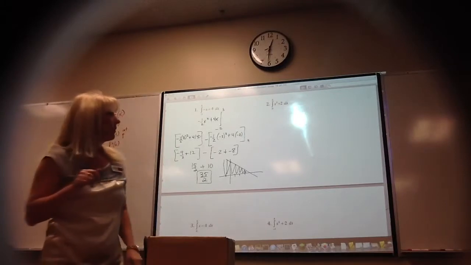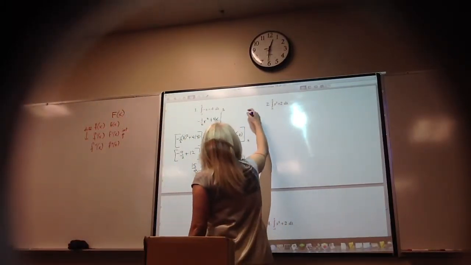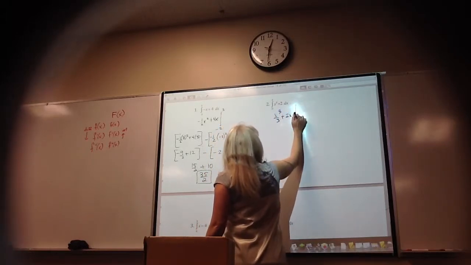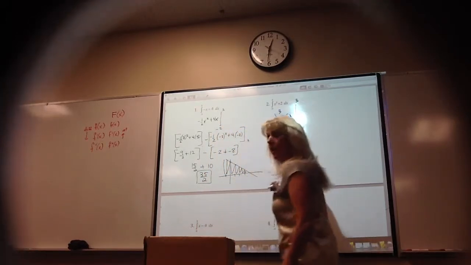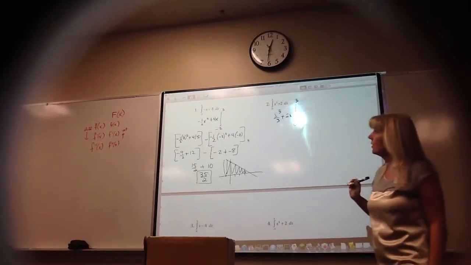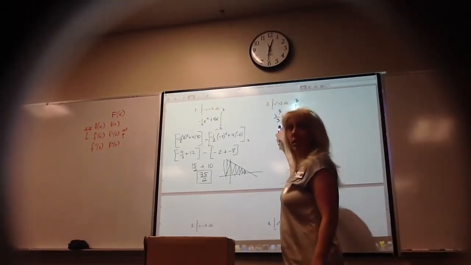Okay, what's the result of integrating? We got x cubed over 3. Is that what you had? x cubed over 3 plus 2x. 15. Okay, so we write the integral, everybody?